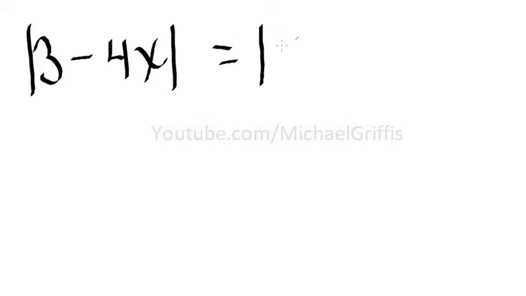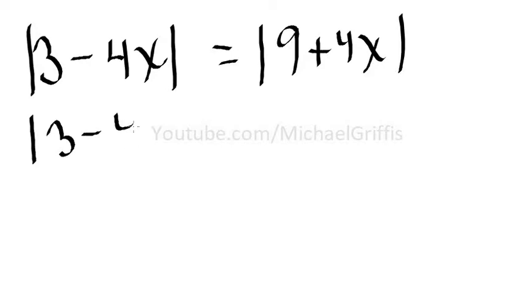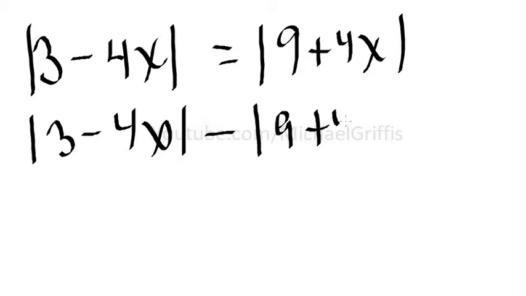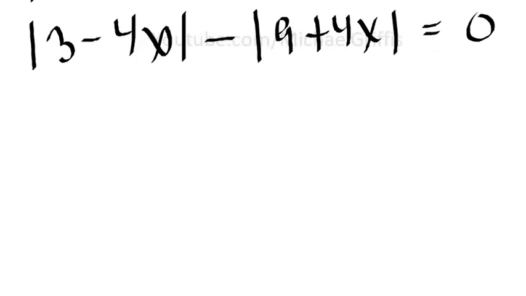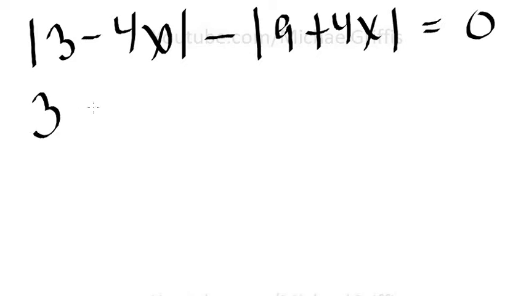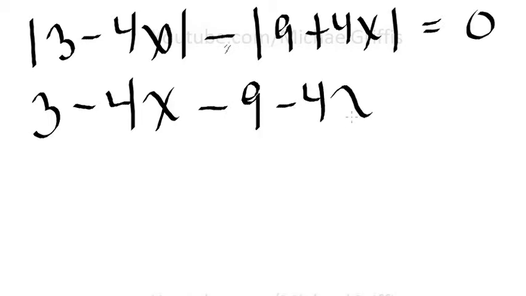Alright, let's work another one of these. The absolute value of 3 minus 4x is equal to 9 plus 4x. Okay, so once again, we're going to rewrite this minus the absolute value of 9 plus 4x, and that's all equal to 0. Dropping the absolute value bars, make sure you distribute this minus across here, or you're going to be in big trouble if you don't.